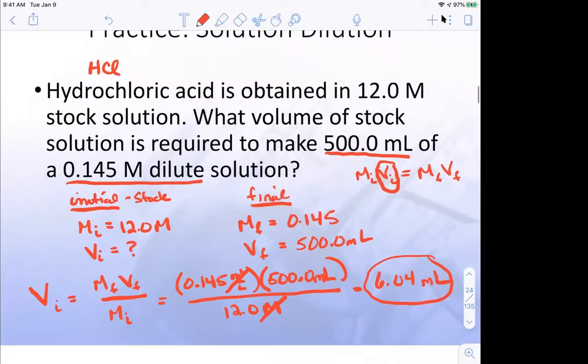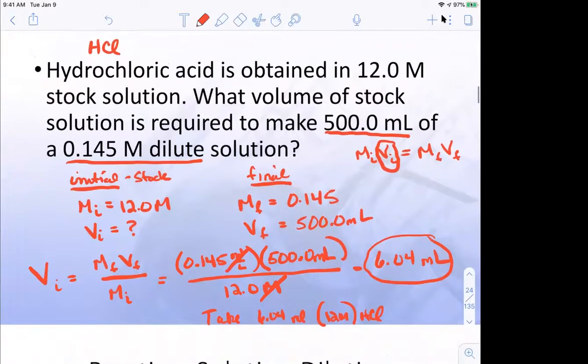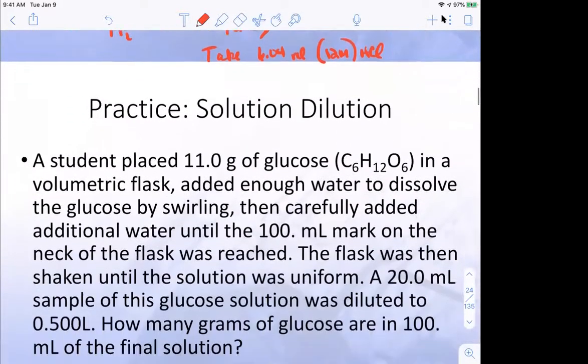So again, this is the amount of HCl. I'm going to take 6.04 milliliters of my 12 molar HCl. I'm going to add it to a volumetric flask that is 500 milliliters. And then I'm going to dilute that 6.04 mL of that concentrated HCl with water. And then I am going to have 500 mL of my 0.145 molar solution.